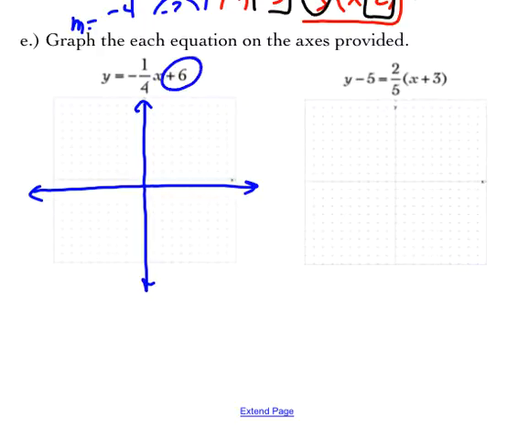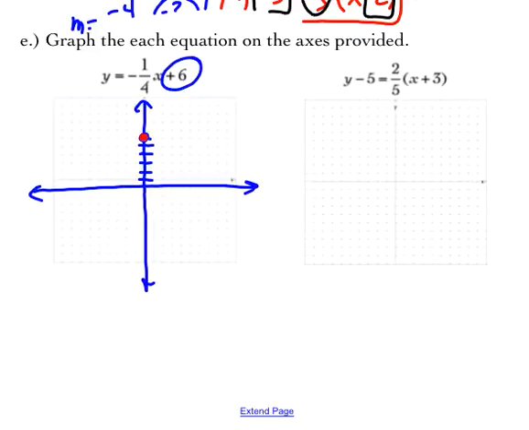When you're given something in slope-intercept form, you always start with a point. And that's actually true regardless of which of the two forms of the equation you're graphing. Start with a point. In this case, we know that this has a y-intercept of positive 6. So I know that's got an intercept right there. Okay, so the y-intercept is (0, 6).